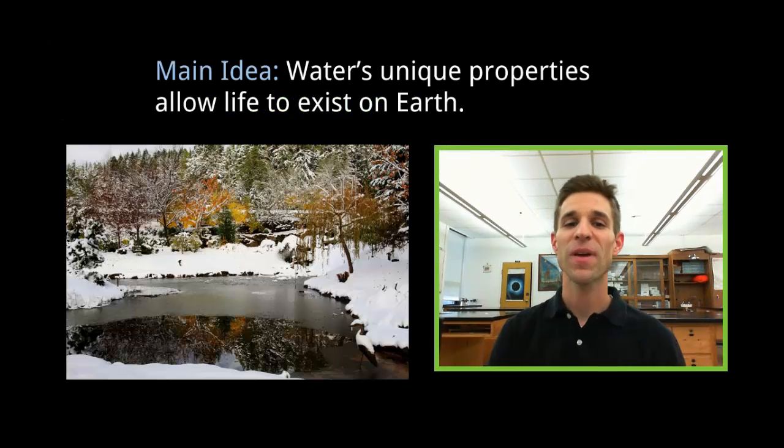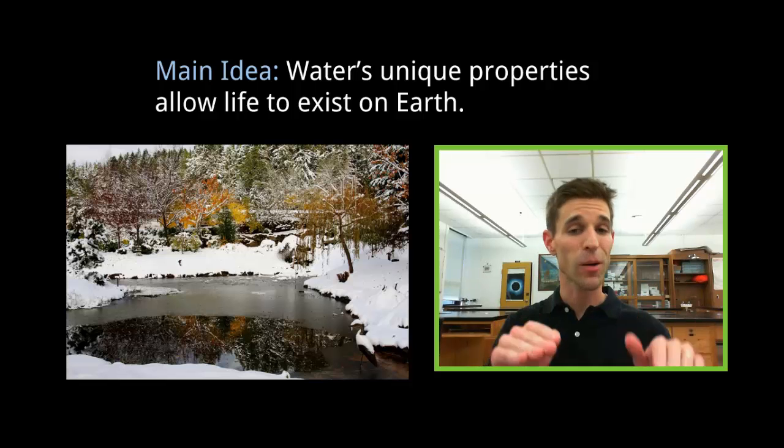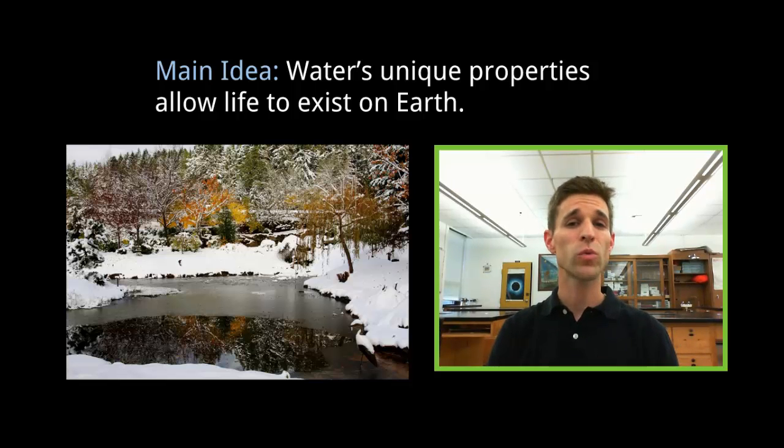So let's finish with our main idea here, that water's unique properties allow life to exist on Earth. If water didn't have a high specific heat or have a unique property whereby when it freezes, the solid ice actually floats and ponds freeze from the top down, the life in this pond would die. And so water's unique properties allow all kinds of organisms to continue to exist here on Earth, whether they're living in water or whether that water is inside their cells or inside their body.